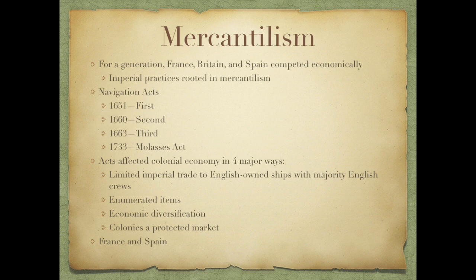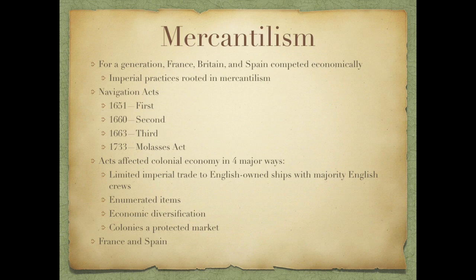The acts affected the colonial economy in four major ways. The first of these was that it limited imperial trade to English-owned ships with majority English crews. This was actually of a great benefit to the colonies, as I first mentioned, because they were considered English. It laid the foundation for American shipbuilding, as well as the American merchant marine. And you see the growth of the merchant marine diversifying the northern colonial economy. The economy up there becomes now much more commercial rather than agricultural in nature. And it also sped up the move towards urbanization in the north.